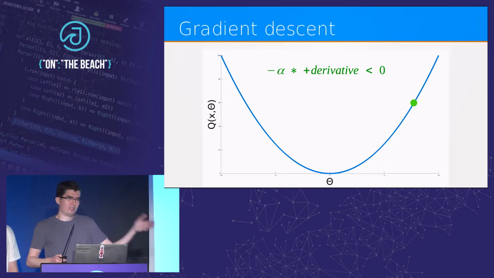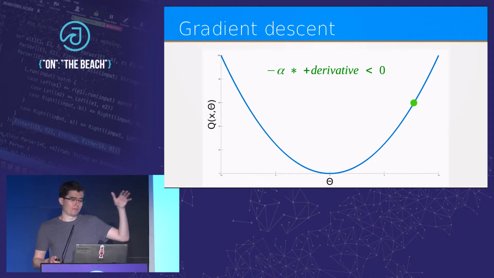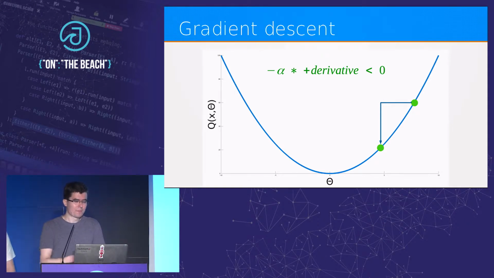So in our formula, we've got minus alpha times a positive derivative. Minus times something positive gives us a negative value. It means we need to subtract something from theta, which means we are going to the left. And here the function is also increasing, so the derivative is still positive. So we are going to the left until we reach the minimum.